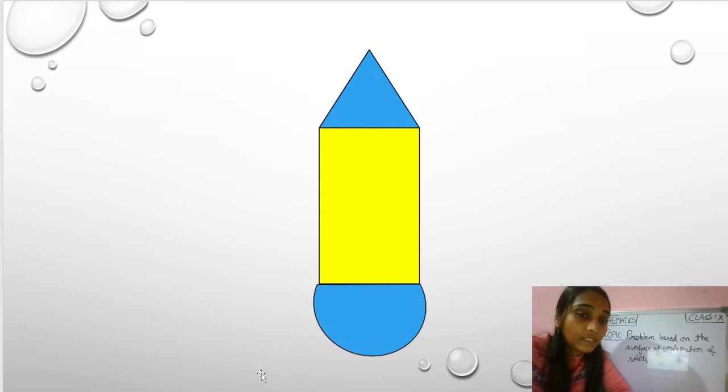So what is visible on your screen? Yes, it looks like a pencil, isn't it? We see that the pencil has a sharpened edge at one end, a cylindrical part in between, and at the back we have an eraser. So consider this as a solid and I need to cover it with a sheet for my activity. Help me find the total surface area of it.